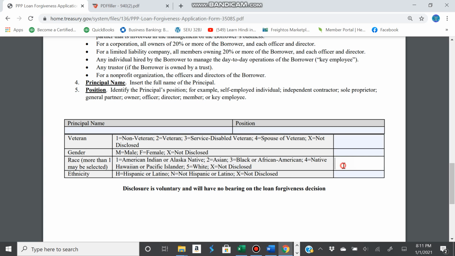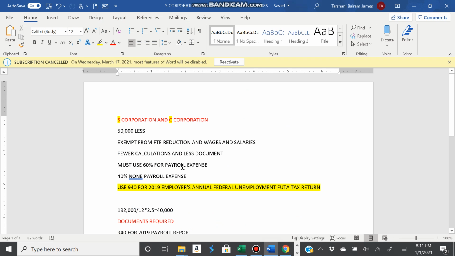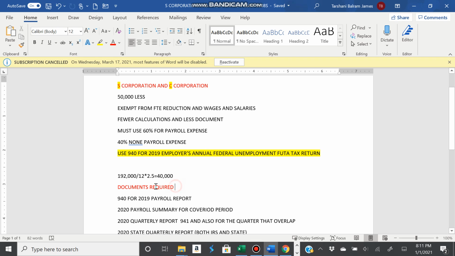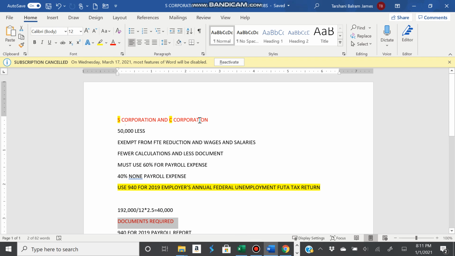It would not affect your loan forgiveness, but for some of us that are very particular in filling out the form and everything should be completed, you can fill the form out, and if it is necessary, you can do it. Let us take a look at the documents that are required. Now bear in mind, your S and C Corp. If you received your PPP loan of $50,000 and less, you can use this form. $50,000 and less, you could use this form.